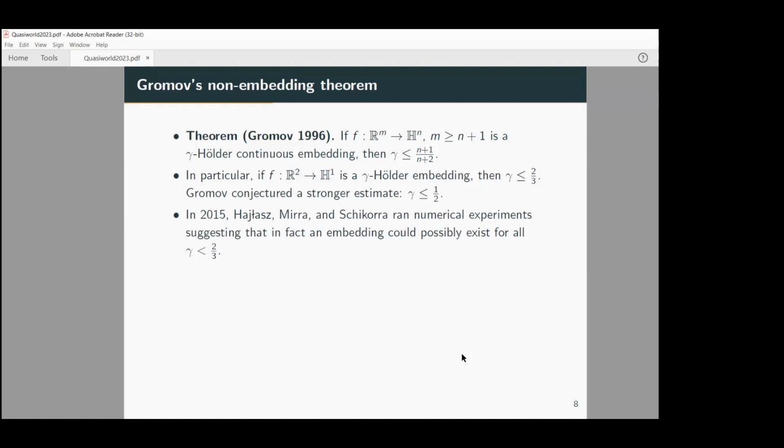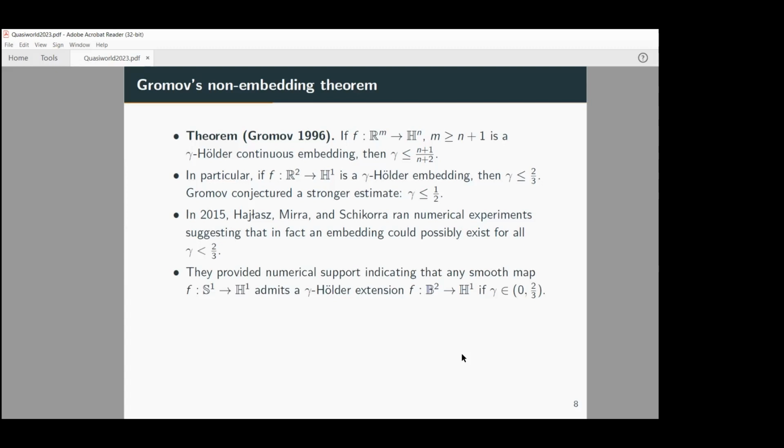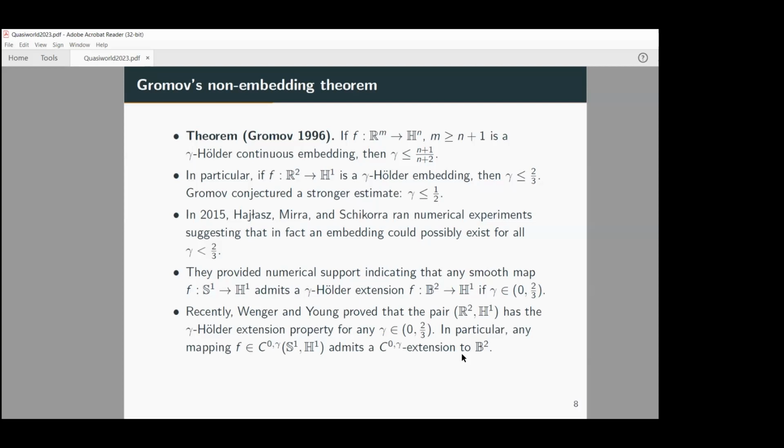So Mira, Schikorra, and we ran numerical experiments which actually suggested that there is some possibility for the embedding for any gamma less than 2/3. More precisely, we provided numerical support for the fact that when you have a smooth horizontal mapping from the circle, then such a mapping admits a gamma Hölder continuous extension. So we had some numerical evidence, but no proof. And recently, Wenger and Young proved that the pair (R^2, H^1) has the gamma extension property for any gamma between 0 and 2/3. In particular, if you have a Hölder continuous mapping from the circle into H^1, that admits a C^{0,gamma} extension to the entire disk.